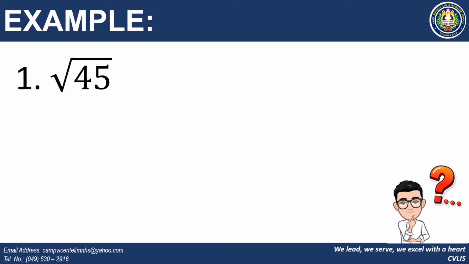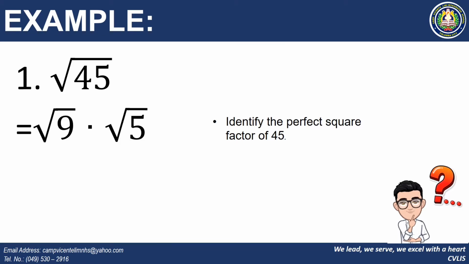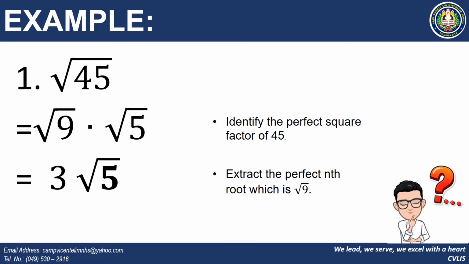For example number 1, we have square root of 45. The first step is to identify the perfect square factor of the given radical expression, which is 45. The factors are square root of 9 and square root of 5. The next step will be extracting the perfect nth root, and that is square root of 9. Square root of 9 is the same as 3. Therefore, the final answer is 3 square root of 5.